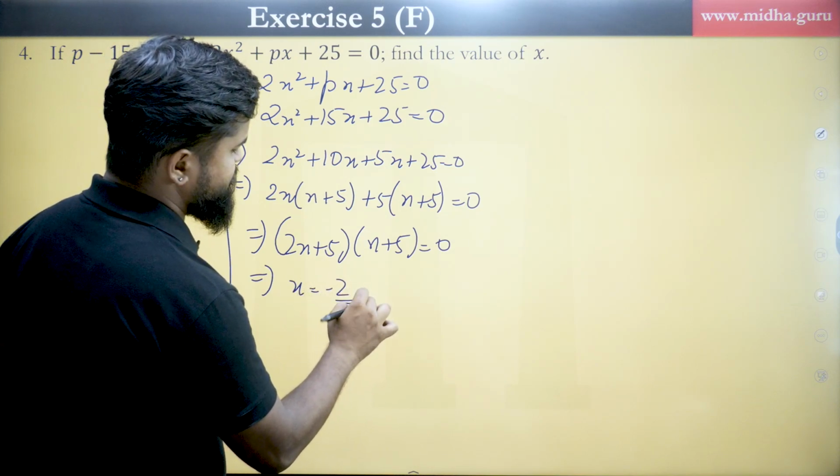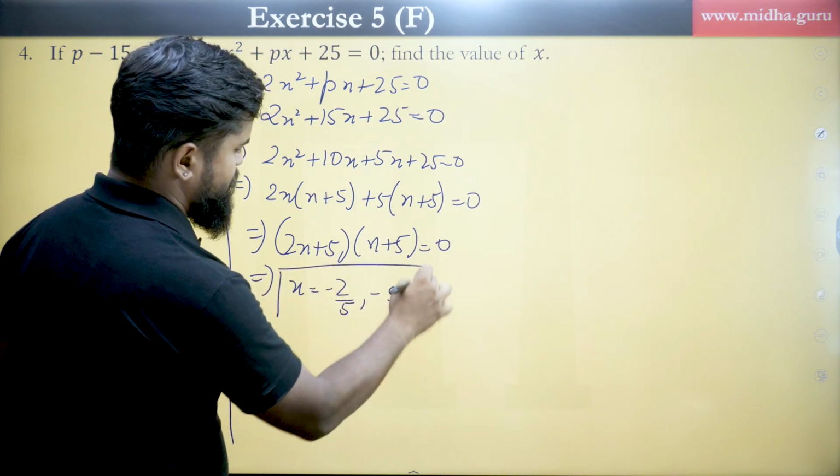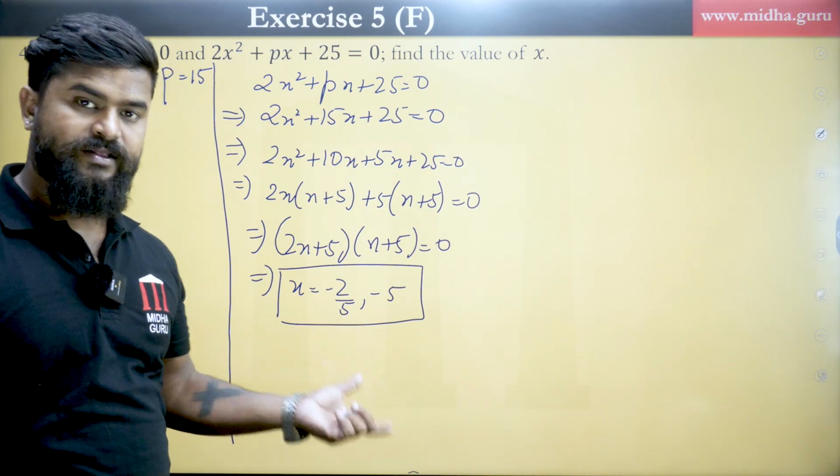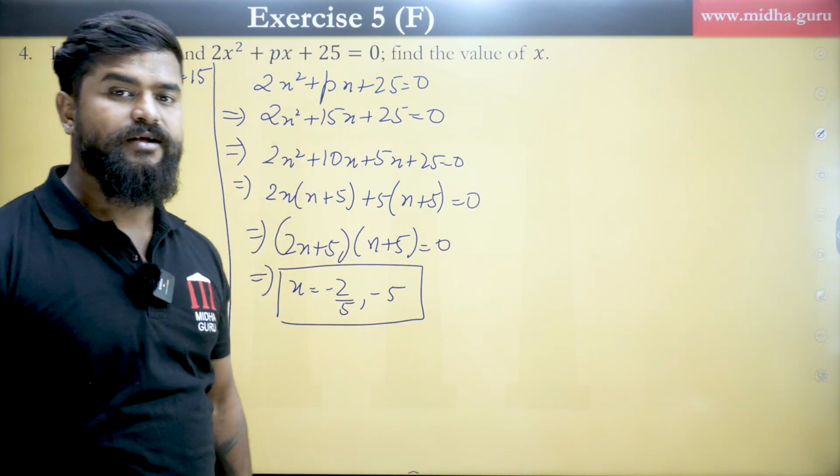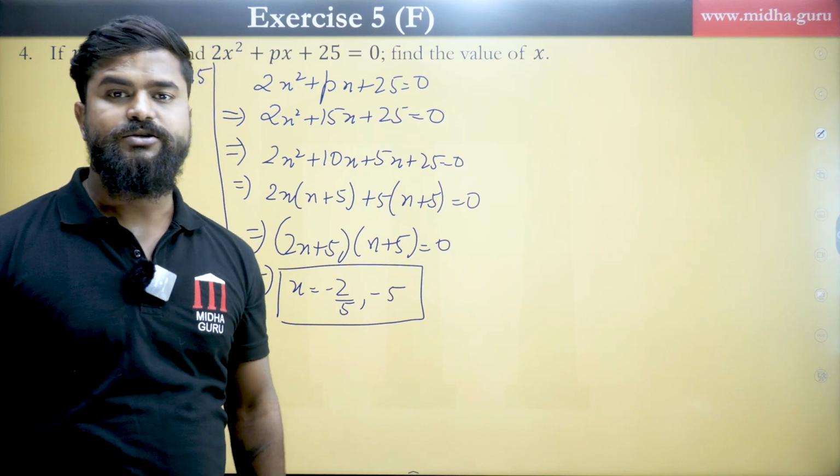So we have 2x plus 5 into x plus 5 is equal to 0. So x is either equal to minus 5 by 2 or x is equal to minus 5. These are the values for the given quadratic equation. So let's move on to the next question.